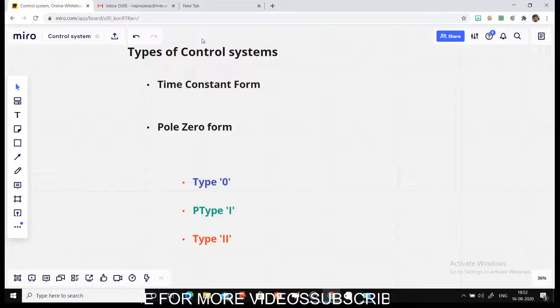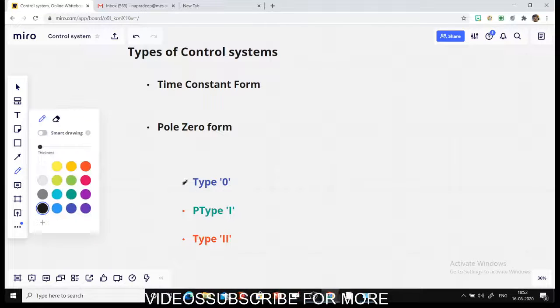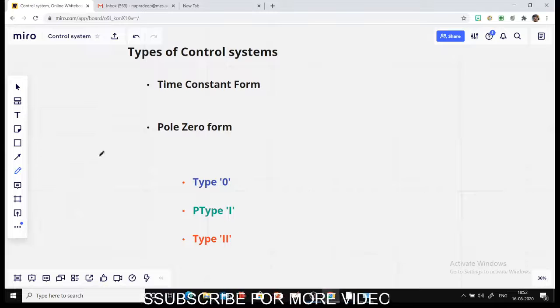I am Ameya and we are discussing control systems, in which we are about to discuss a topic called type of control systems. Now, the open loop transfer function of a unity feedback system can be represented in two forms, and depending upon those two forms, those systems can be classified into type 0 system, type 1 system and type 2 system.